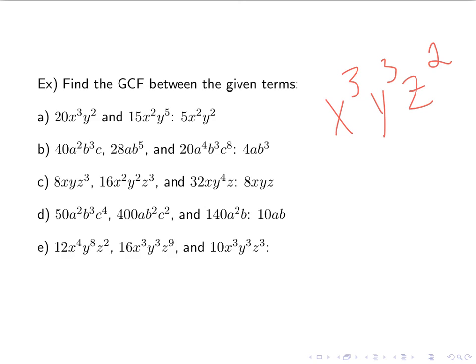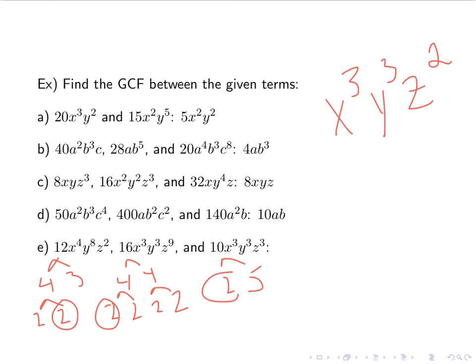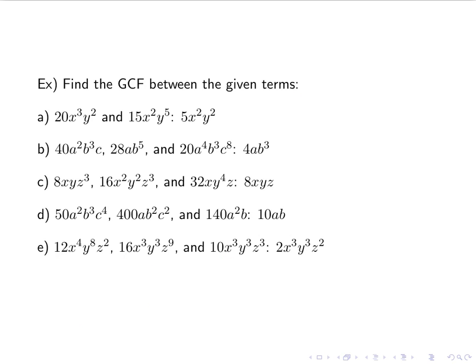And then we move on to the coefficients. 12 is 4 and 3. 4 is 2 and 2. 16 is 4 and 4. Each of those 4s becomes 2 and 2. And then 10 is 2 and 5. So between all 3 of them, we have a 2 in common. So the GCF is 2x cubed y cubed z squared.